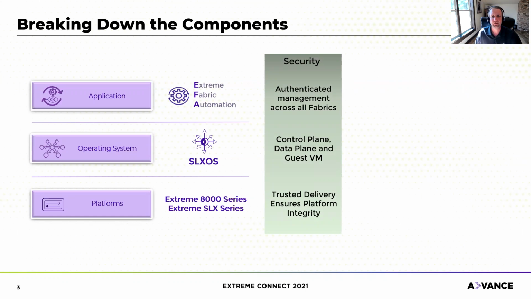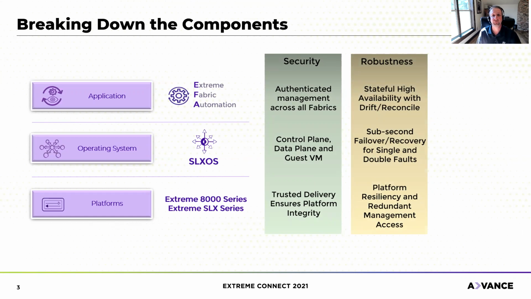But now let's look at each of these in terms of different areas. First, let's talk about security. So with Extreme Fabric Automation, I want to make sure that we have authenticated management across all fabrics. So authentication, authorization, encryption, all of these things are very important to make sure that we can manage this environment securely. From SLX OS perspective, we have security in the control plane, the data plane, and the guest VM. And from the platform perspective, something you may not even be thinking about, but a concept that we call trusted delivery. So we want to ensure the integrity of that platform. And we'll talk more about exactly what that means in the coming slides.